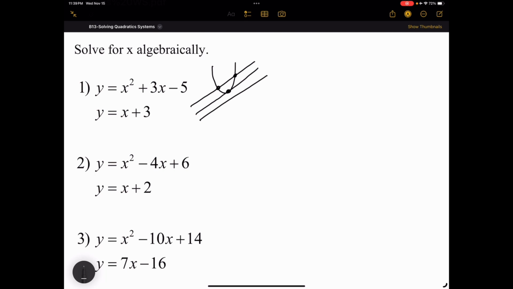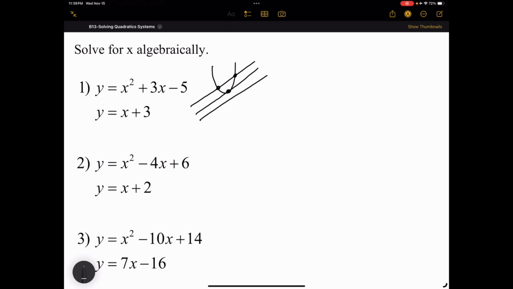So the idea is that we solve both equations for y. In these cases, they're already solved for y. So step 2 would be we set them equal to each other and then move everything to one side of the equation so it's equal to 0. And we can use our techniques for factoring, completing the square, slide and divide, or the quadratic formula, whichever is best suitable for the situation.